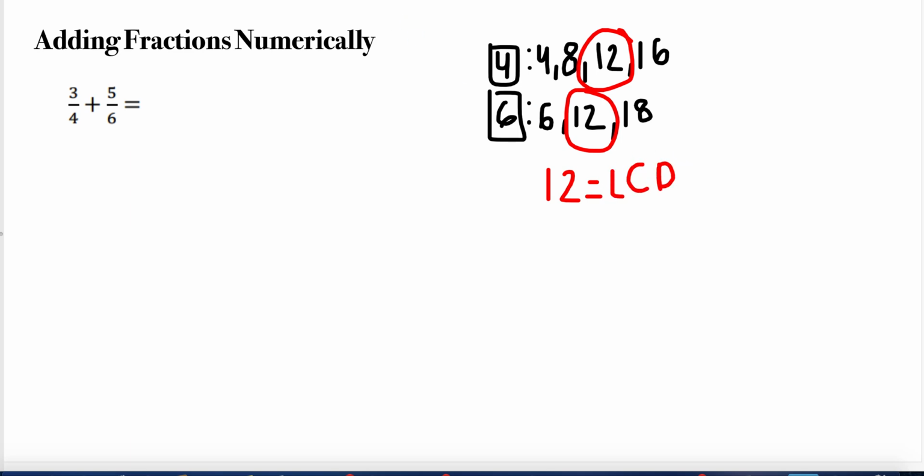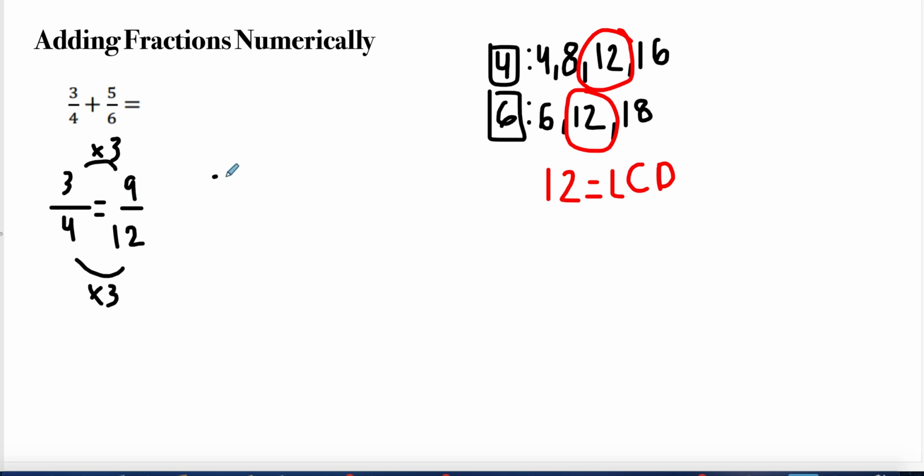Okay, so now I need to make equivalent fractions for each of these fractions with a denominator of 12. And I'm going to do that by multiplying. So let's figure out how many 12ths 3/4 is equivalent to. Well, I know that 4 times 3 is 12. So if I multiply the denominator by 3, I have to multiply the numerator by 3. So that's equivalent to 9/12.